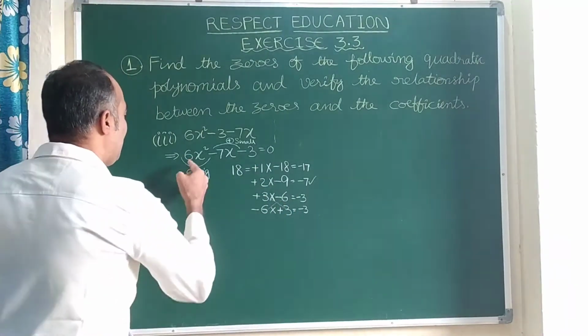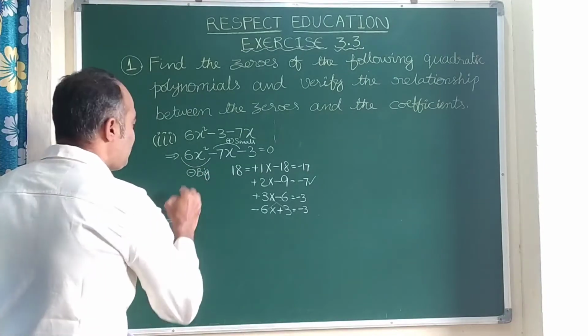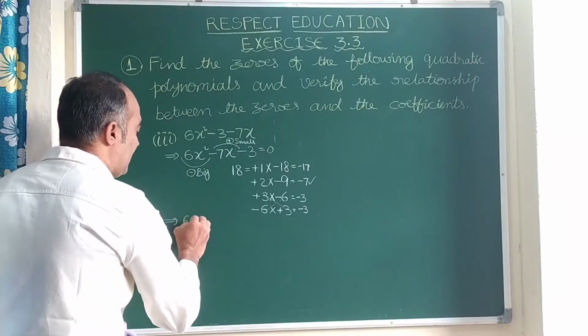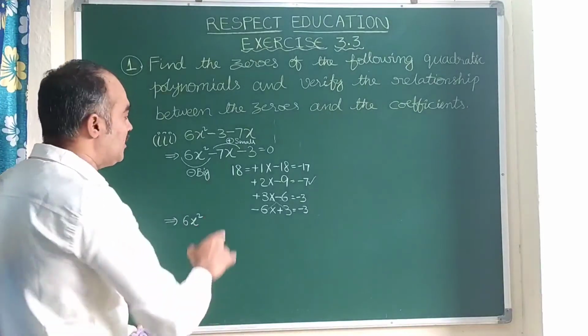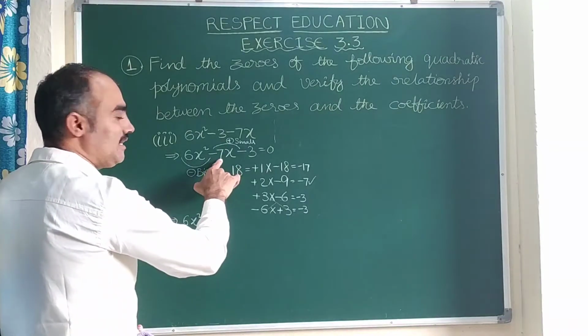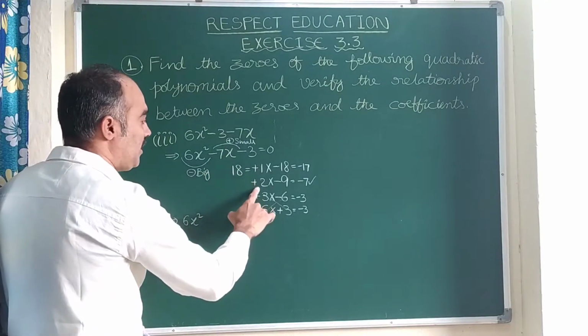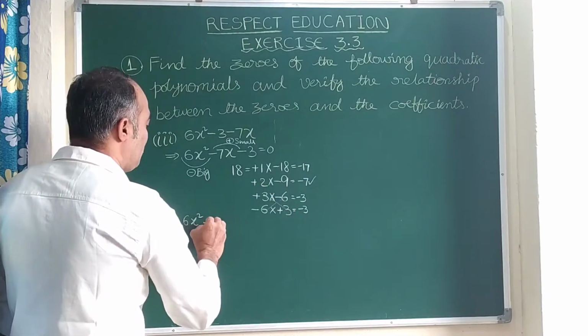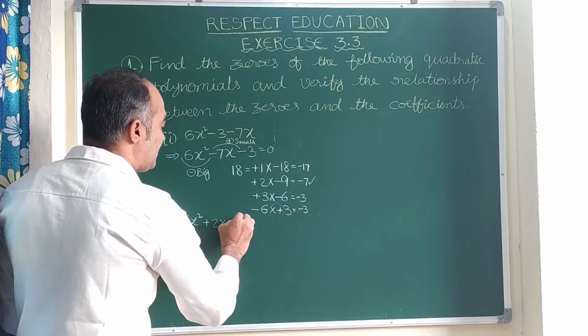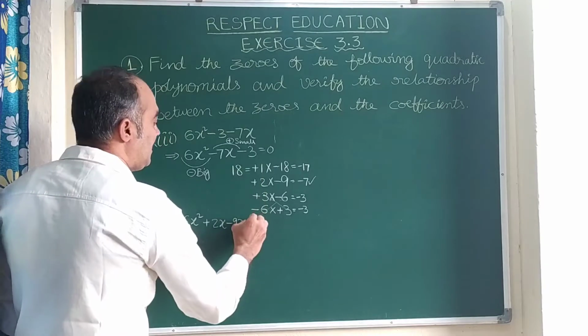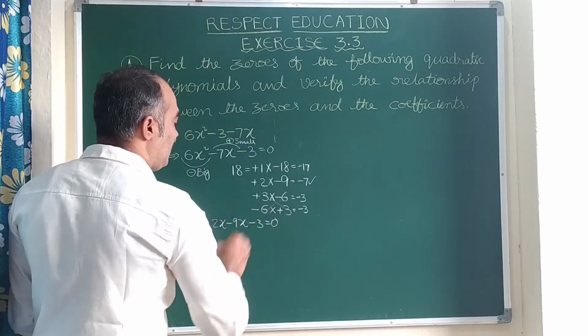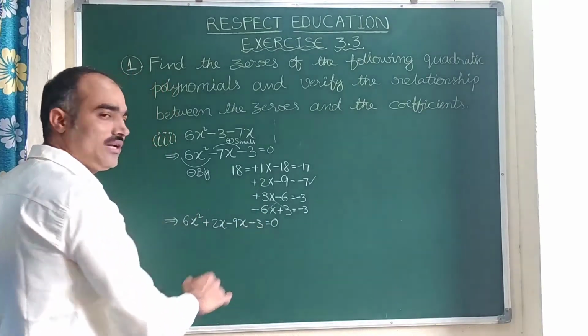So let us write now. 6x square, let us write as it is. Splitting the middle term, minus 7x, now we can write it as plus 2x minus 9x. And here minus 3, let us write as it is. Now here we have 1, 2, 3, 4 terms.